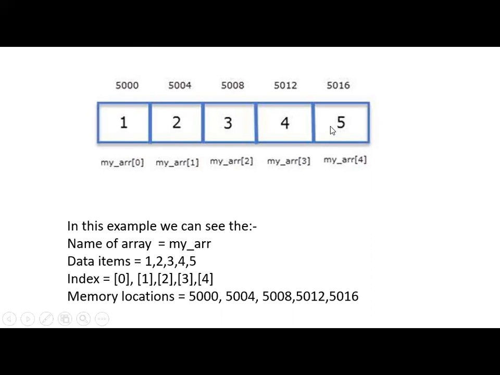We have discussed earlier that the data items must be of the same data type. If there are integers, all of them must be integers. If there are strings, all of them must be strings. If there are floats, all of them must be floats. Here all data items are integers. These are the data items, and the index is 0, 1, 2, 3, 4. These are the indexes which represent the data items in memory, and the memory locations are 5000, 5004, 5008, 5012, 5016. These are the memory addresses from where our data items are stored.